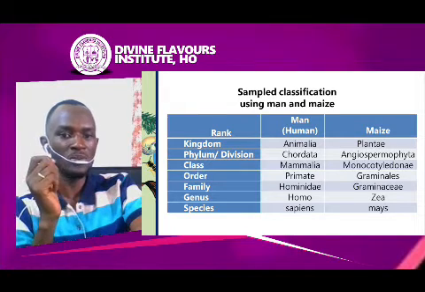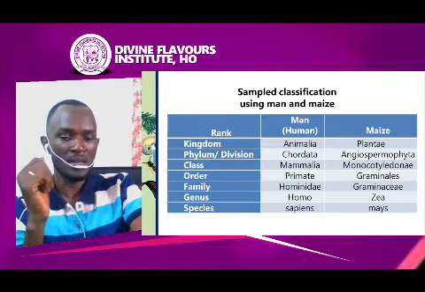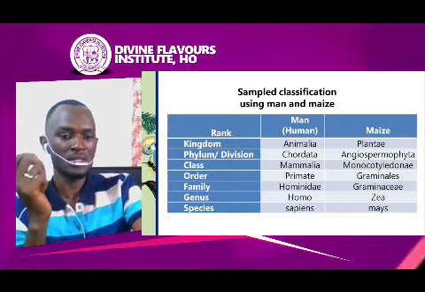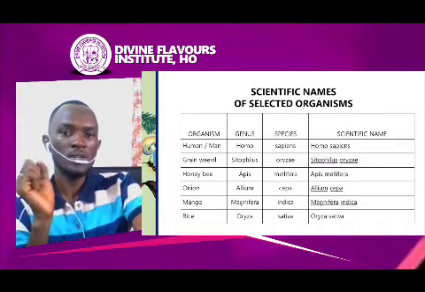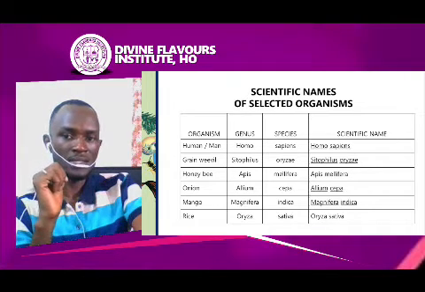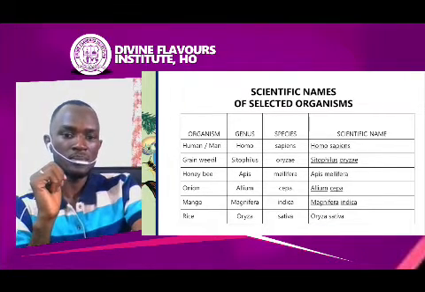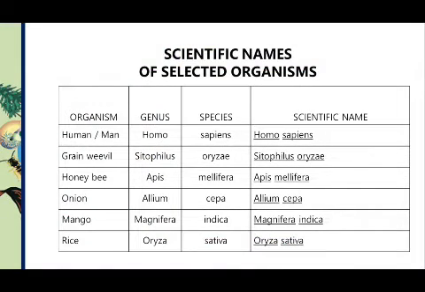Mind you, we mentioned that we are making use of the genus name, and we are also making use of the species name. So these are some scientific names of selected organisms, and we want to start from that of a man. I hope you can see how the scientific name is written. Homo sapiens. The Homo, which is the genus name, starts with a capital letter H, and then the species name starts with a small letter.